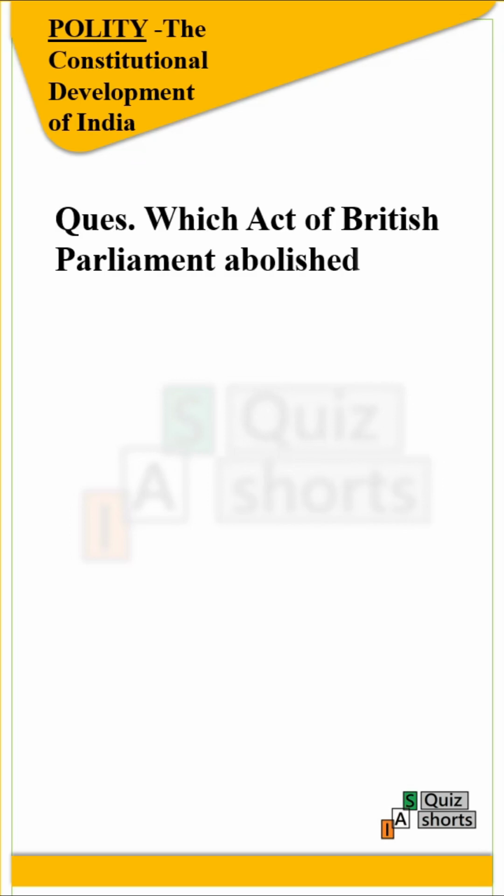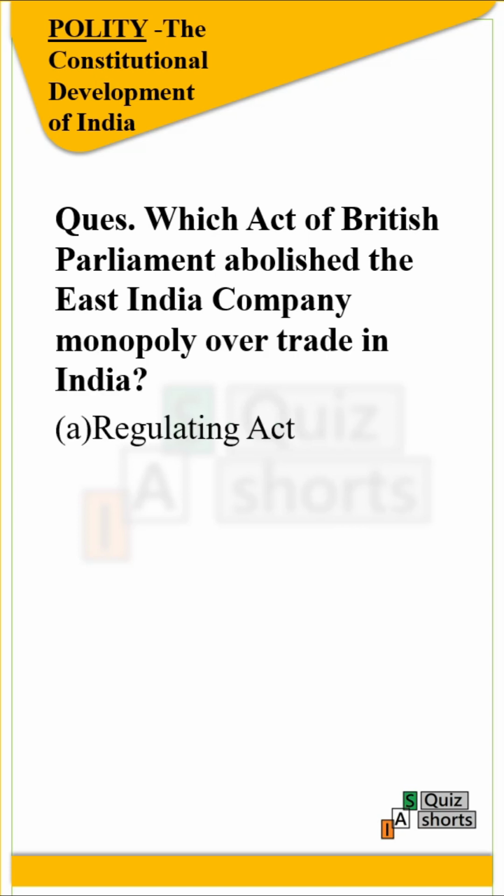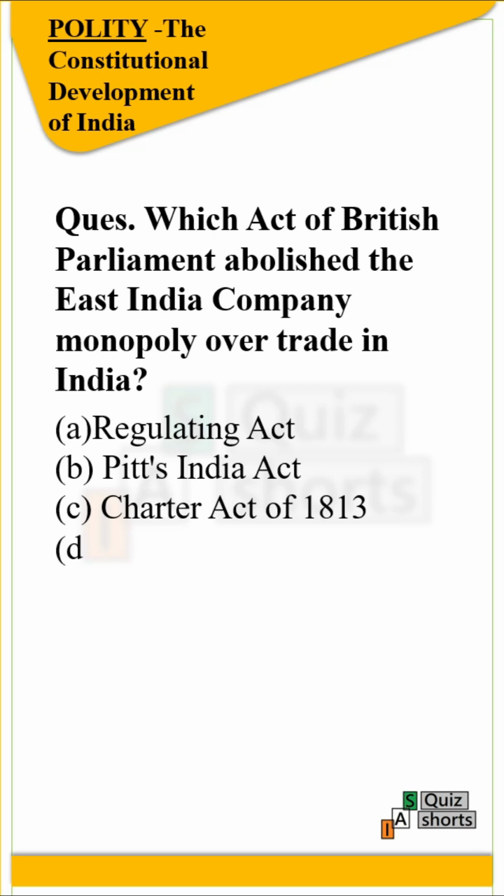Which act of British Parliament abolished the East India Company monopoly over trade in India? Option A. Regulating Act. Option B. Quit India Act. Option C. Charter Act of 1813. Option D. None of the above.